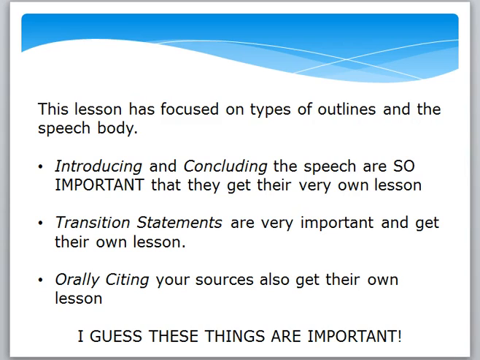So this lesson is focused on types of outlines in the speech body. We know that introducing and concluding a speech is important, but they are so important, they're going to get their very own lesson. Transition statements are very important, and they also get their own lesson. Orally citing your sources also gets its own lesson. So I guess you could probably conclude that these things are important.